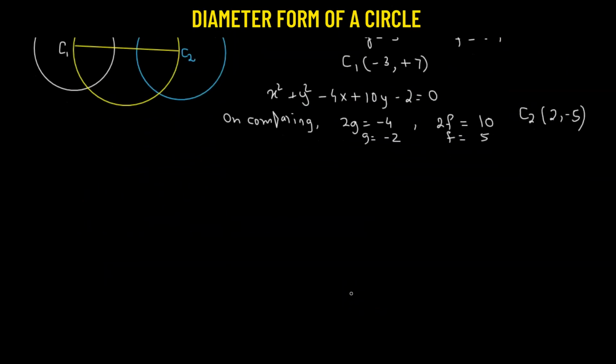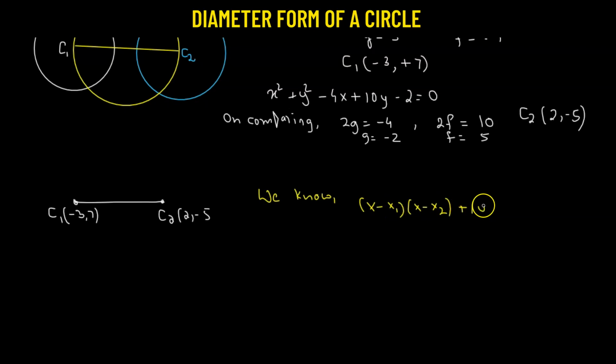Now that we have the coordinate of point C1, which is negative 3 comma 7, and the coordinate of point C2, which is 2 comma negative 5, we can use the diameter form of a circle. We know the diameter form of a circle is given by x minus x1 times x minus x2, added to the product of y minus y1 and y minus y2, equals 0. Right? So here x1 comma y1, let's say, corresponds to center C1, and x2 comma y2 corresponds to center C2.